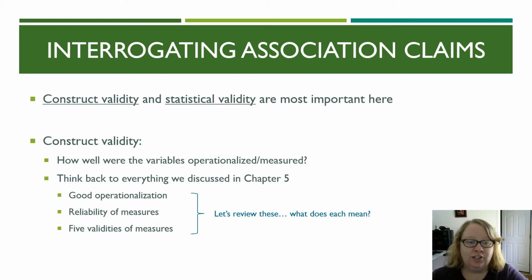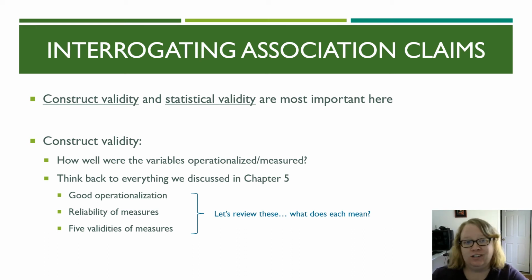Say that we are looking at the association between depression and anxiety. You can assess the construct validity both for your measurement of depression and for your measurement of anxiety. Are they good operationalizations? Are they reliable measures? Do they have construct validity in those two measures?